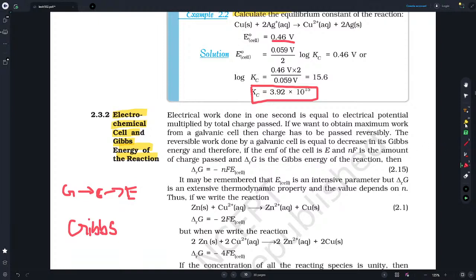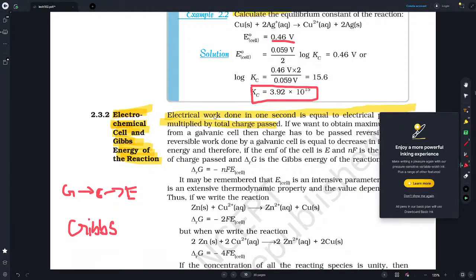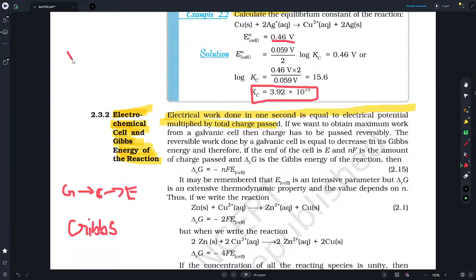Now, how much the Gibbs energy is reduced, or the change in Gibbs energy, is the relation between the electrochemical cell and the Gibbs energy of reaction. Basically, electrical work done is equal to the electrical potential multiplied by total charge. This is the basic definition of voltage or potential. V equals W by Q, whereas electrical work done equals QV, the charge times the potential. Work done is equal to the electrical potential multiplied by total charge passed.